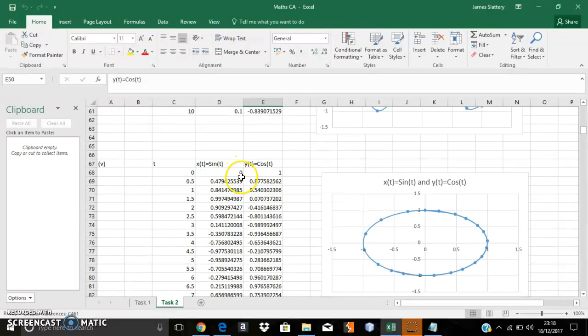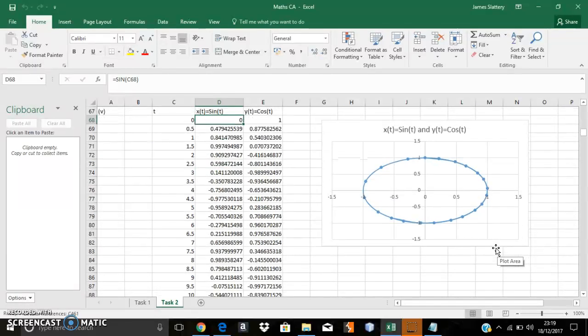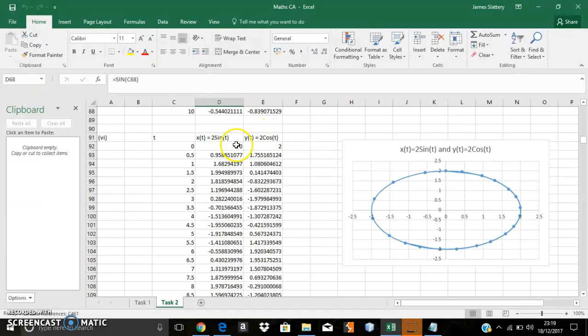In this case here, because the sine starts at 0 and cos starts at 1, the center of the circle is going to be 0, 1. The radius of the circle will always be 1 on both the x-axis, minus 1 and 1, and on the y-axis, minus 1 and 1 as well. In this case now, the center of the circle is going to be 0, 2.